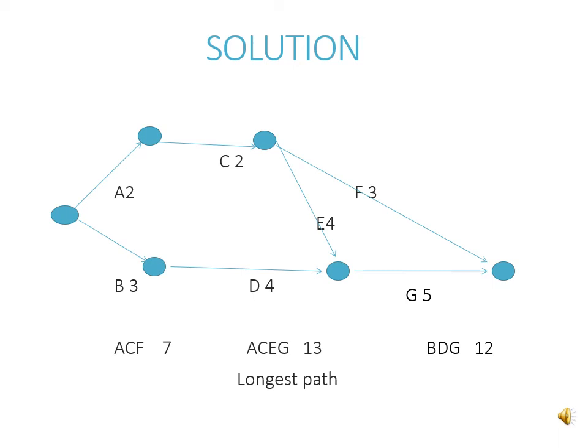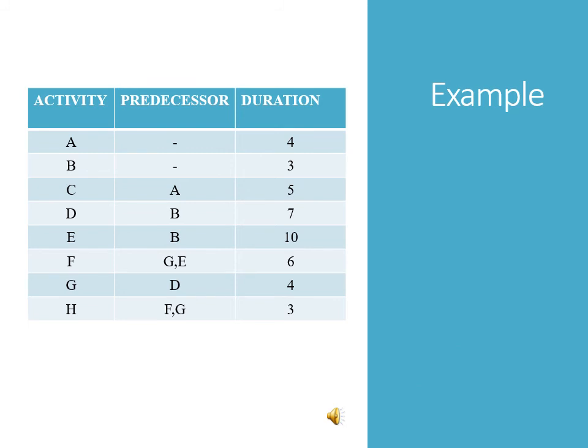The solution of exercise 1 is given in front of you. You can note that the longest path is the critical path, that is ACEG, which requires 13 weeks for completion. Now you are in a better position to work out the second example. Spend some time reflecting on the given activity and duration, and try to work out the critical path again.